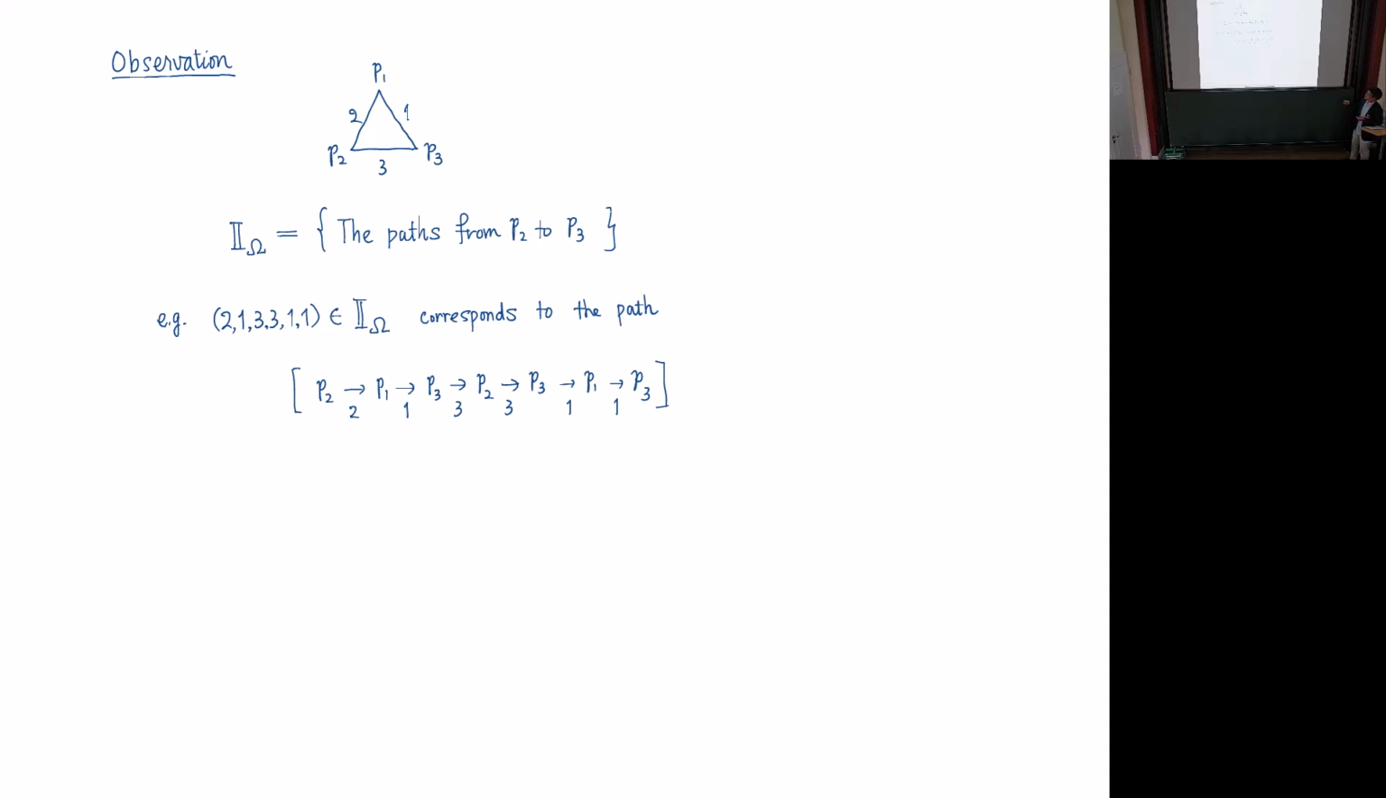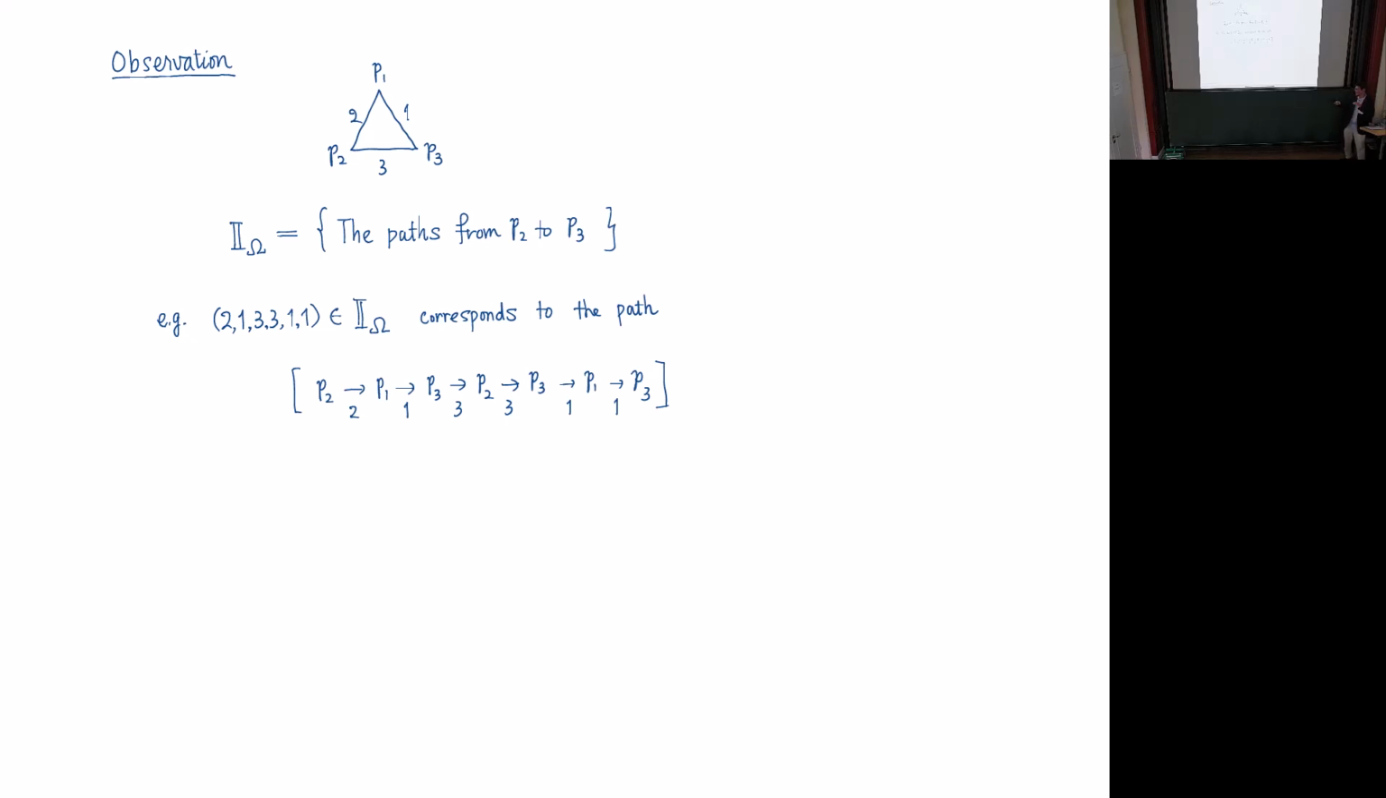It's not oriented, so you can just go back along the path. In 3 3 3, you go back and forth. And the last one should be 2, from P1 to P1. Oh, this one should be 2. So it's not in your list.